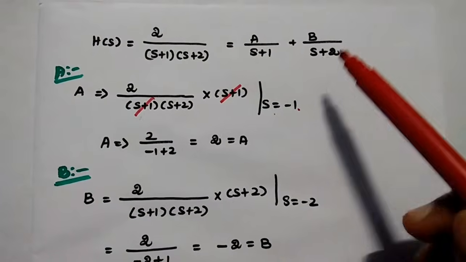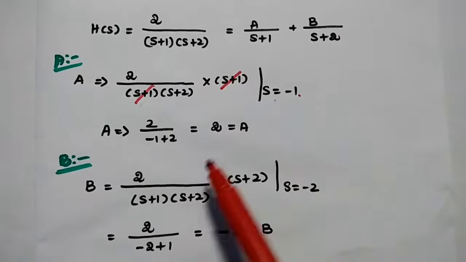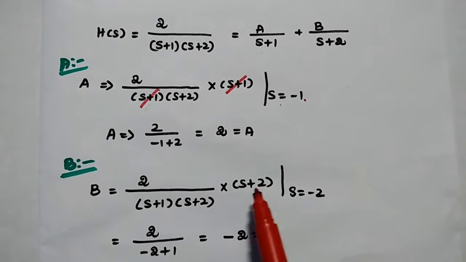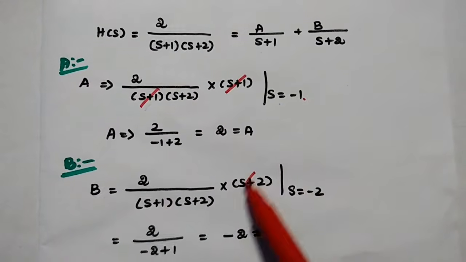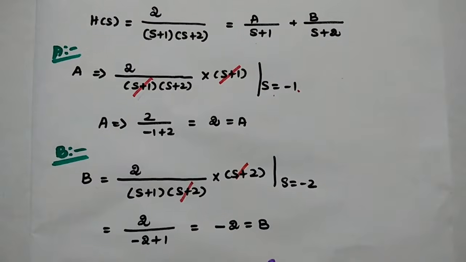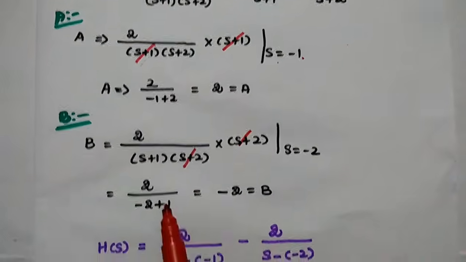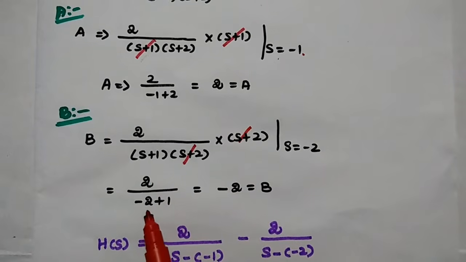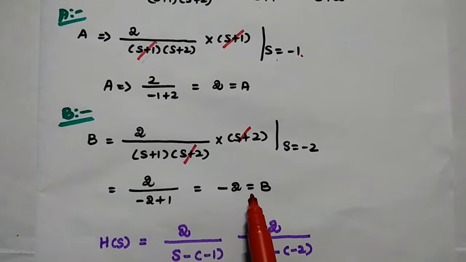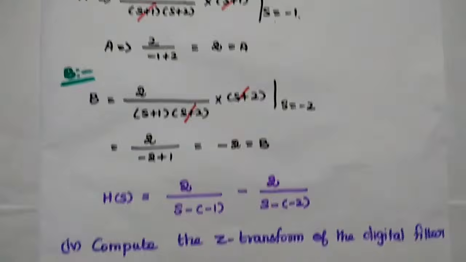So here the denominator of that b is s plus 2. So multiply this h of s with the term s plus 2. Then it can be divided each other with the condition s is equal to minus 2. Then substitute that value for this s as minus 2. Then we can get minus 2 as the answer for this b.